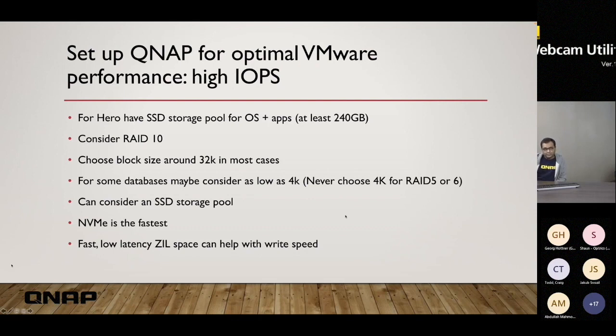That gives you the best performance out of your NAS, and also an optimal configuration. For ZIL space, we recommend fast and low latency space. So basically, if you have a NAS with hard drives, but you do have M.2 NVMe, use that for your ZIL caching.